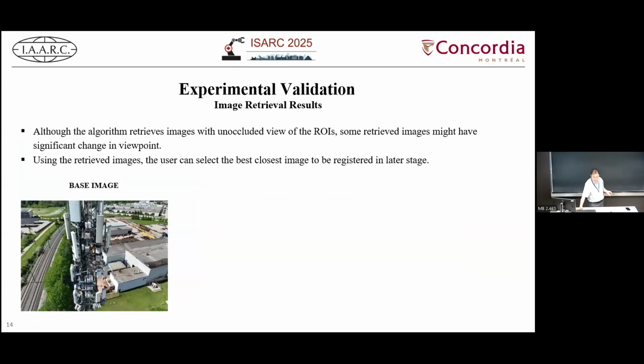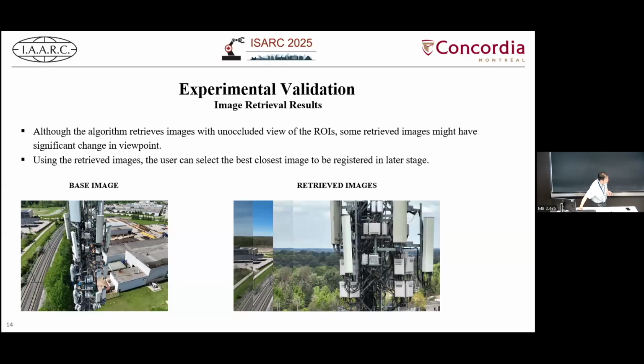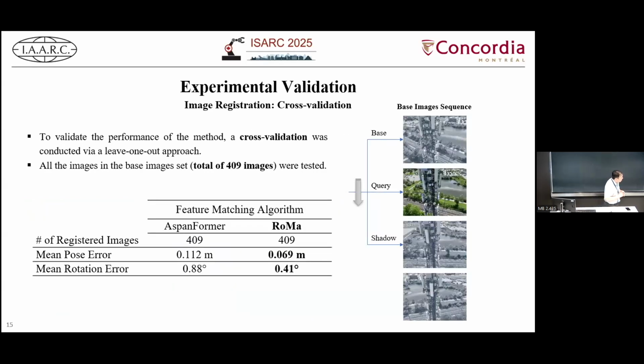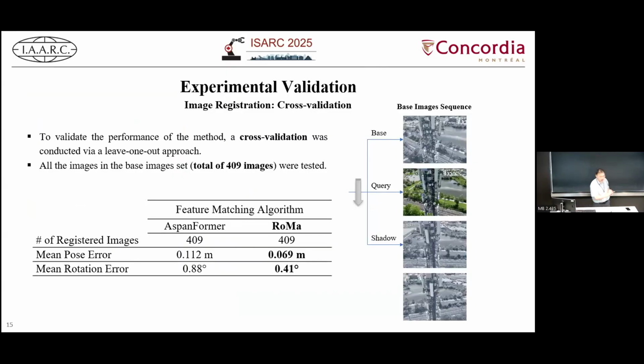We collected the data, and these are the base images, and then we retrieve those images. The same thing applies here. We already have an SFM model. We need to know the pose so that we can test the performance. So we took one image as a new image and registered it into the model. At the end, our accuracy reached around 6 centimeters.